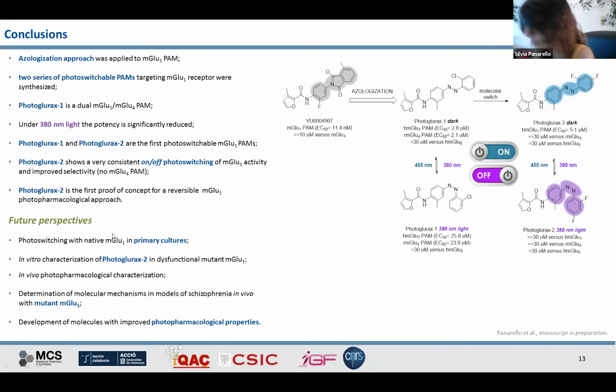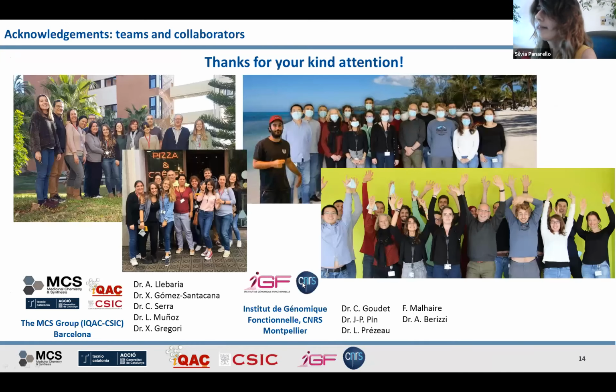So, as future perspective, we are thinking about performing photoswitching with native mGlu1 in primary cultures, performing also in vitro characterization of photoglurax-2 in dysfunctional mutant mGlu1, and trying to go ahead with further in vivo photopharmacological characterization, as well as trying to determine the molecular mechanisms in models of schizophrenia in vivo with mutant mGlu1. So, now I'd like to thank the 2 lab groups in which I work and all of you for your kind attention. And I will be happy to answer any question you may have.